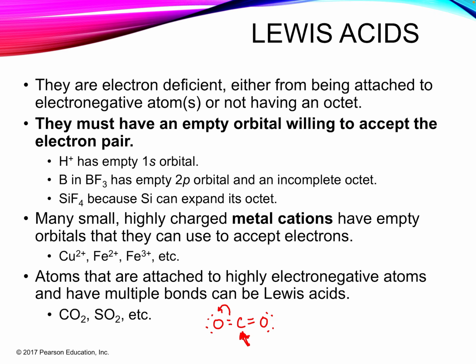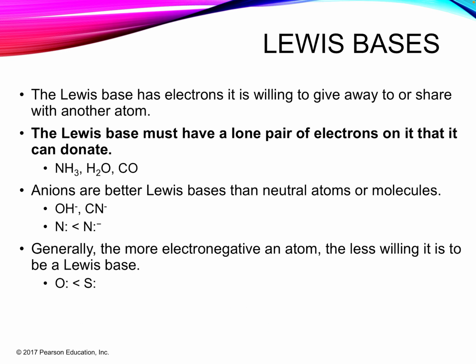Okay, so the carbon in carbon dioxide can be a good Lewis acid. Same thing with sulfur dioxide or anything like that. But they have to be kind of electron deficient, right? Because they've got some of those electrons being pulled away from them, because they're attached to highly electronegative atoms. And they need to have these multiple bonds so that they don't go above their octet if they can't expand their octet.